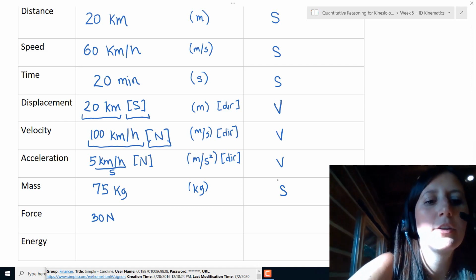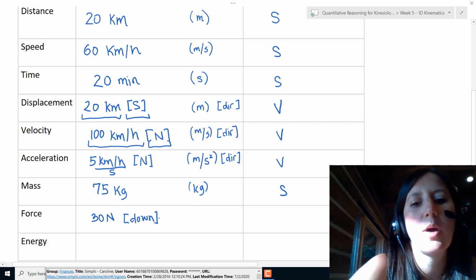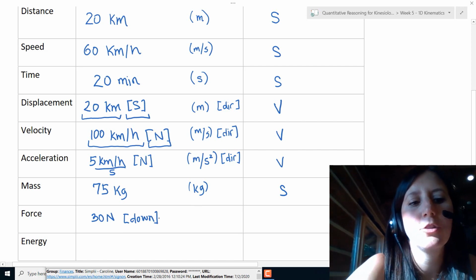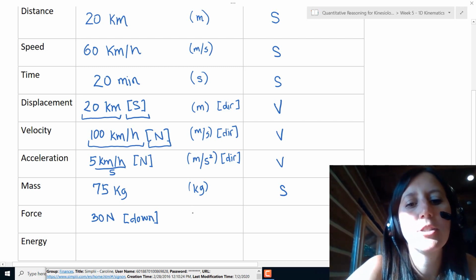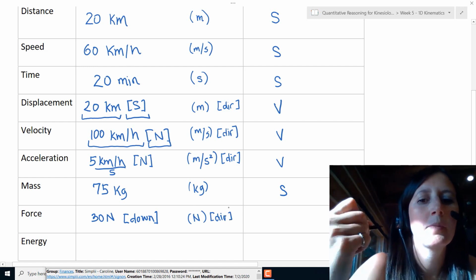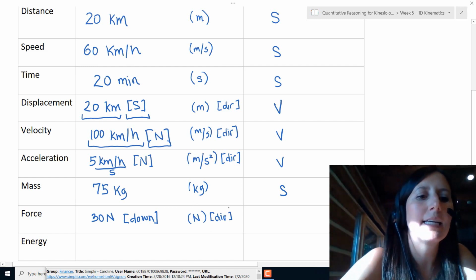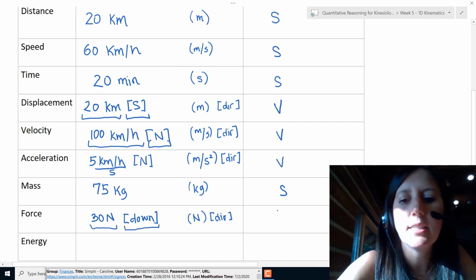So let's say 30 newtons down would be an example of a force acting on something. So I pull on something downwards, there's a force acting on it of 30 newtons down. Newtons is the SI unit for force, and you have to give a direction. Because force has both a magnitude and a direction, it is a vector.